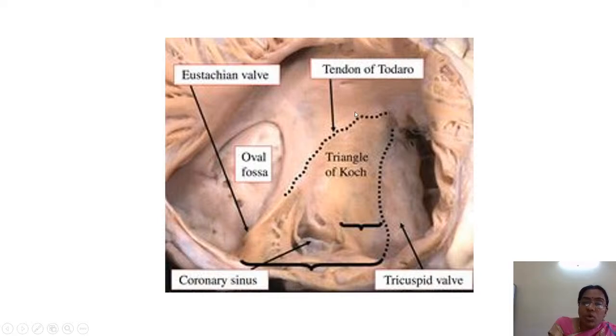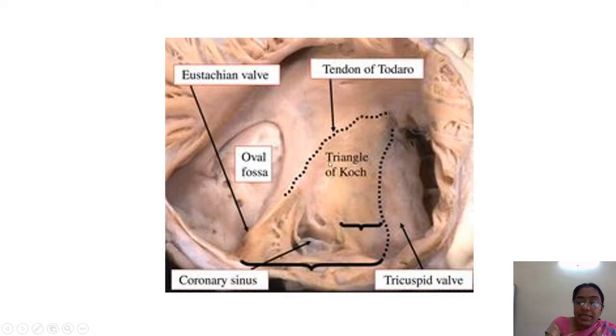Now you can see this triangle. The base is formed by your tricuspid leaflet. The other side is formed by your coronary sinus, guarded by a valve called the eustachian valve. At the upper part there is a tendon called the tendon of Todaro, or the fibers which are present. For you it is not so important, but this is the triangle of Koch, which is present in the intermediate part of the right atrium.